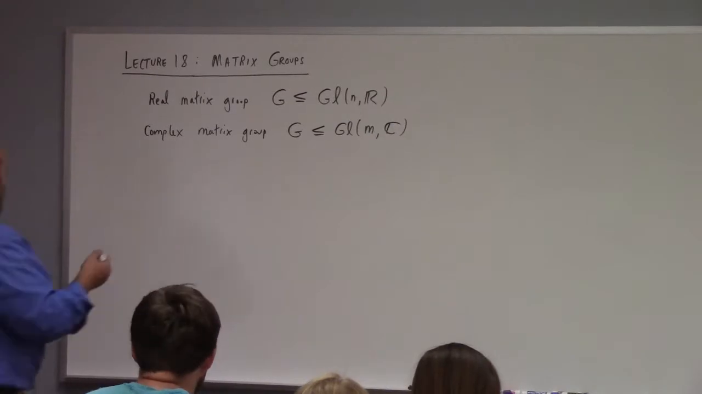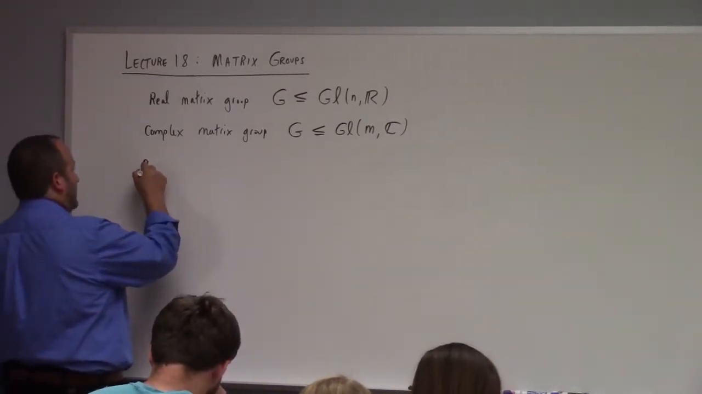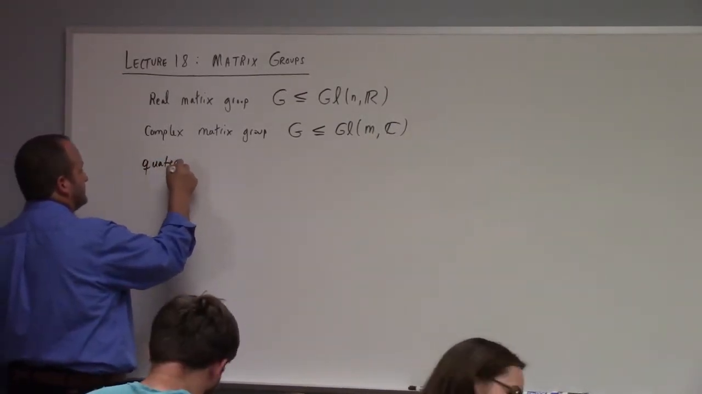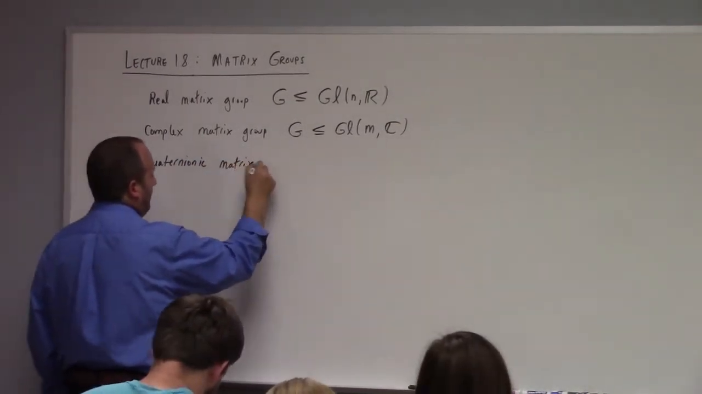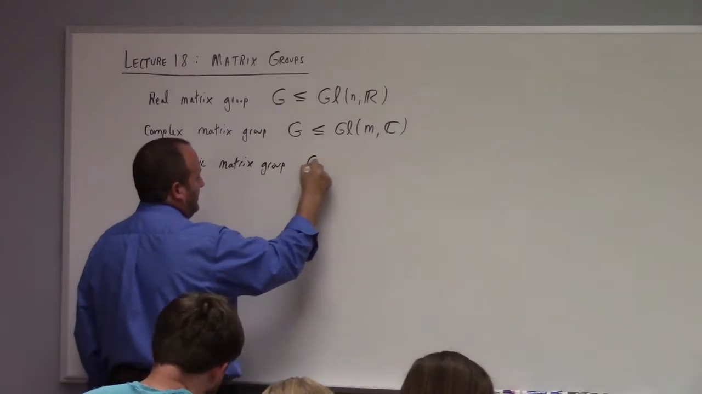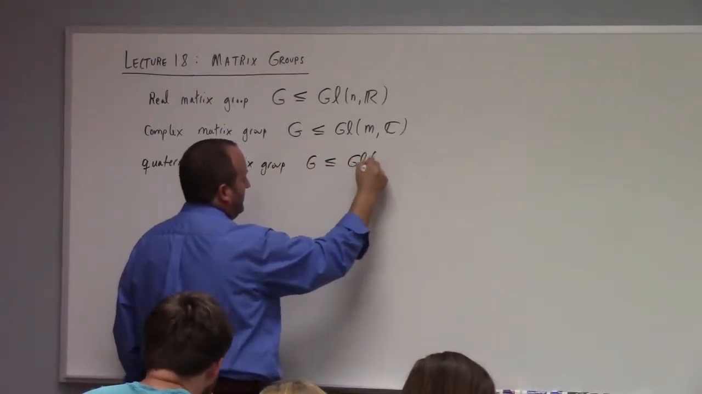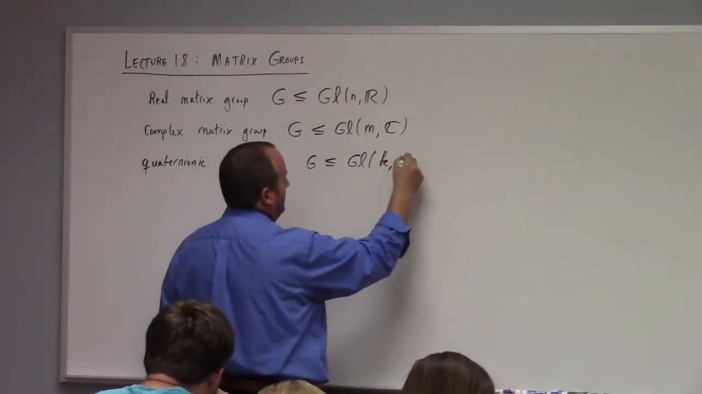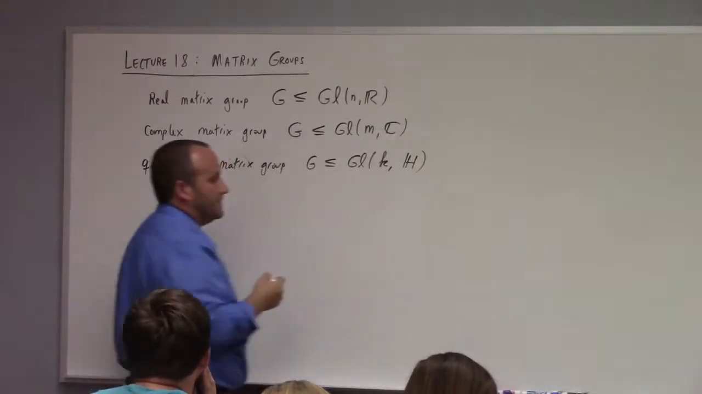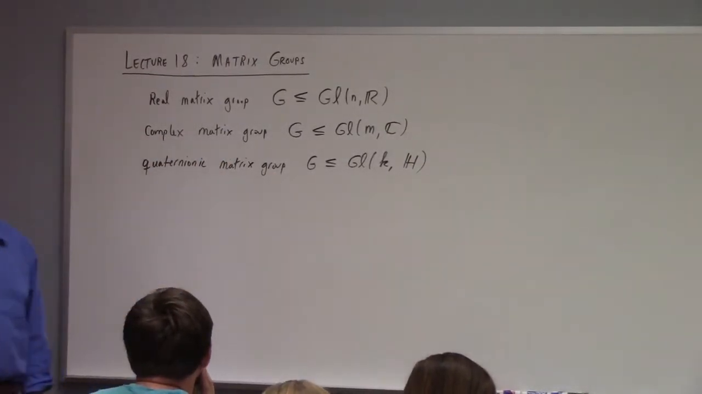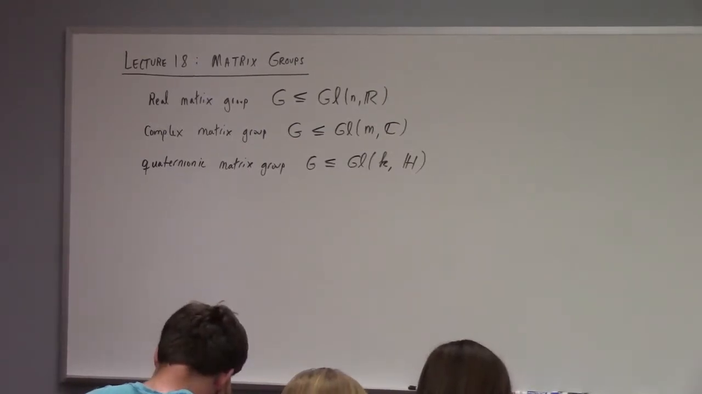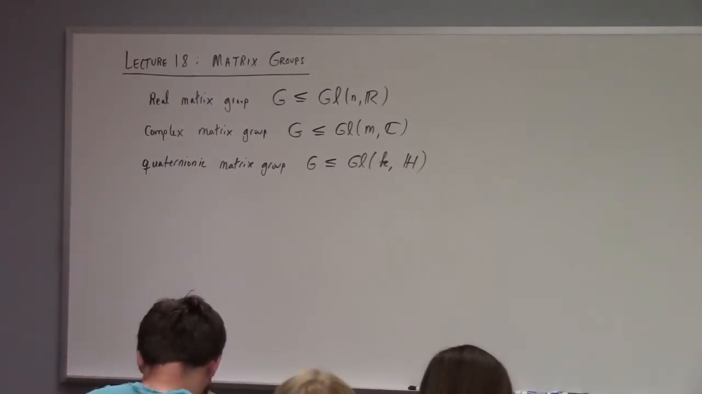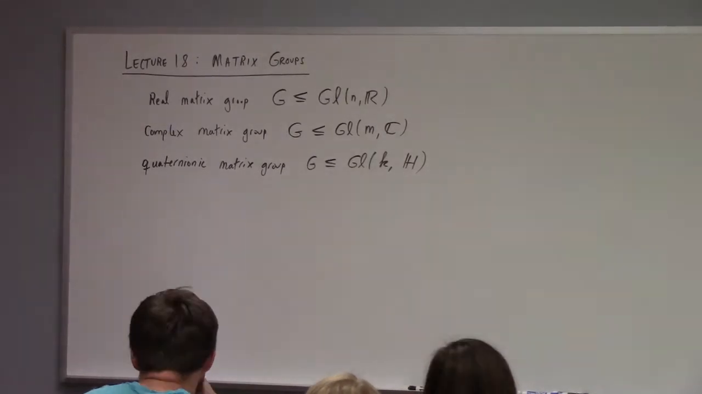You could also talk about quaternionic matrix groups. That would be G, a subgroup of GL(k, H). In fact, this also is a well-defined construction. You can look at the set of invertible matrices with entries that are quaternions. What is a quaternion?